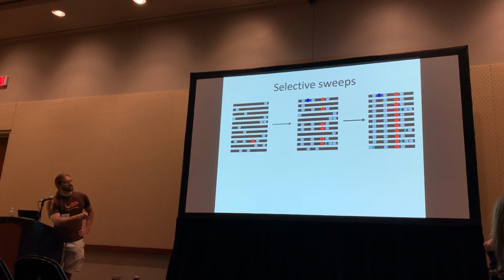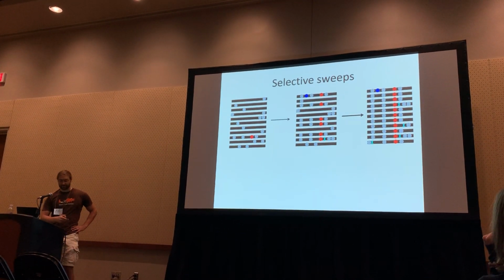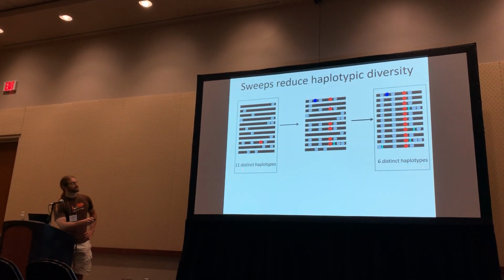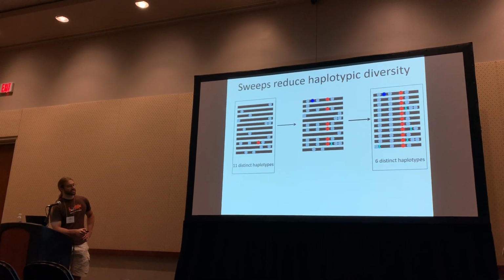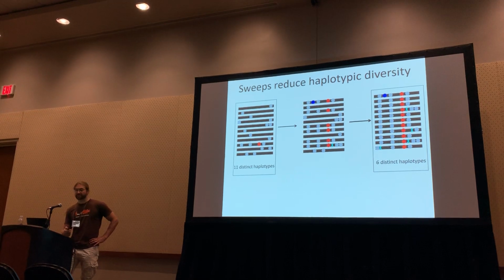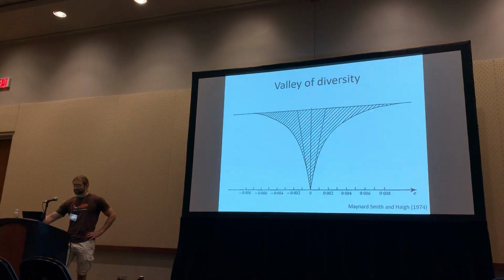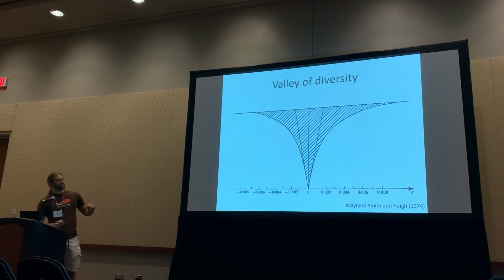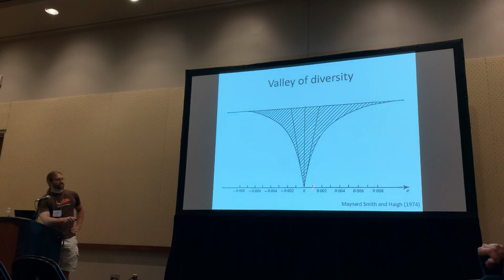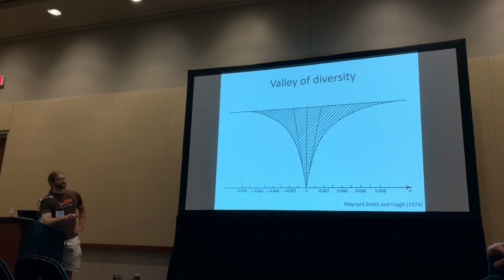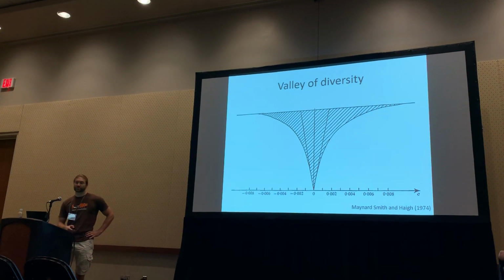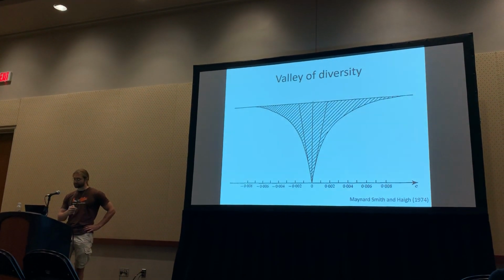mutation to some extent, and especially recombination, will rescue diversity from this sweep effect. We started out with 11 distinct haplotypes here, and then we finished up with 6. The only reason we didn't finish up with just one distinct haplotype is because of recombination, and mutation to a lesser extent. So this creates the signature pattern of a valley of diversity around the selected site. Diversity is eliminated at the target of selection, and as you move further and further away, we recover back to our baseline. This was first shown by John Maynard Smith in 1974.